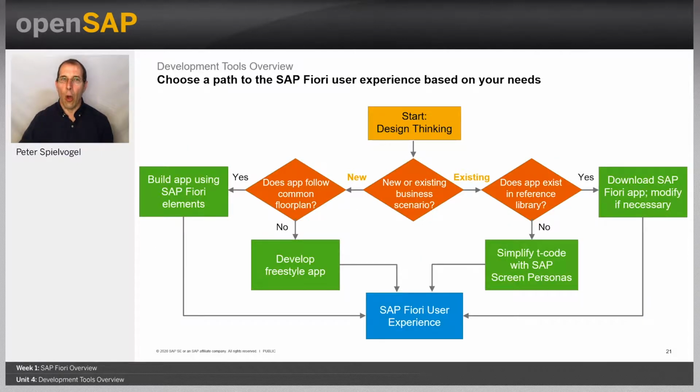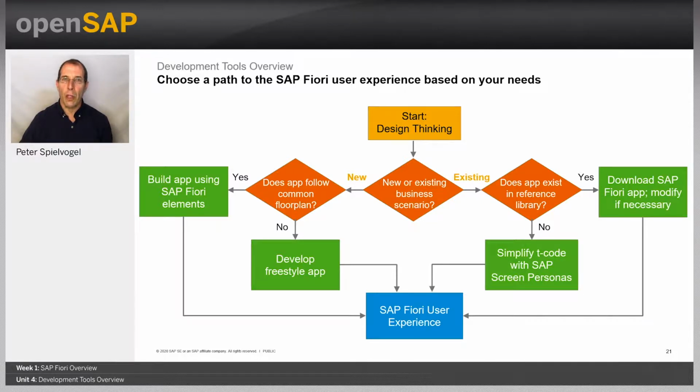Bringing together all the ways to create the SAP Fiori experience in a browser, here's some guidance. If you need a mobile app, skip this decision tree and jump straight into one of the mobile app development tools that we just discussed. First, start by understanding your user's needs. This is a key part of the design process that we covered in the earlier unit. Then, determine if they need an app for an existing business scenario or something new. If there's an app available that meets their exact needs, download it.